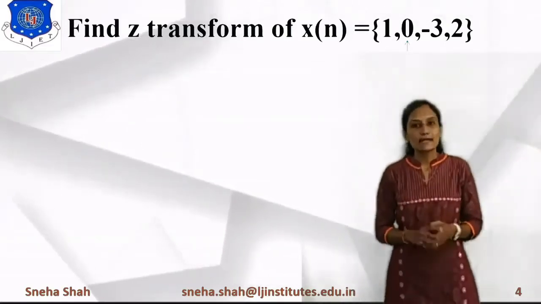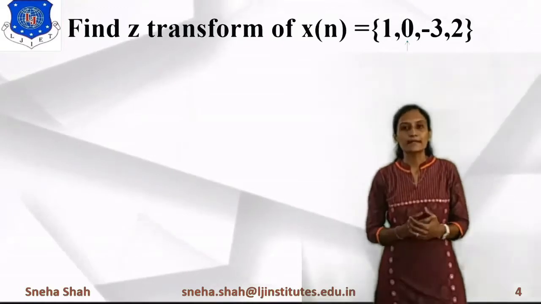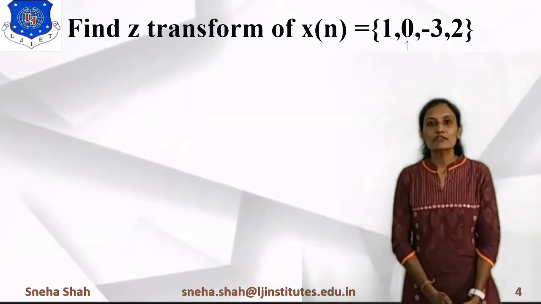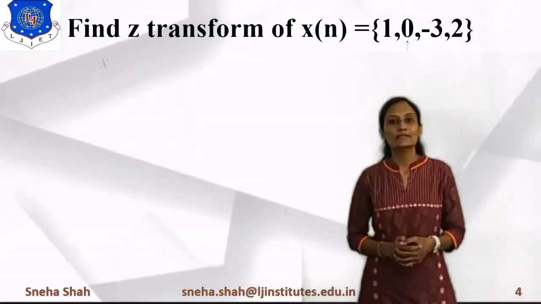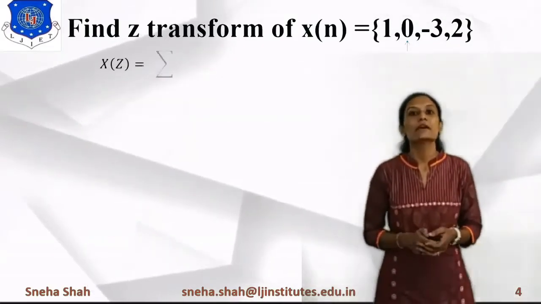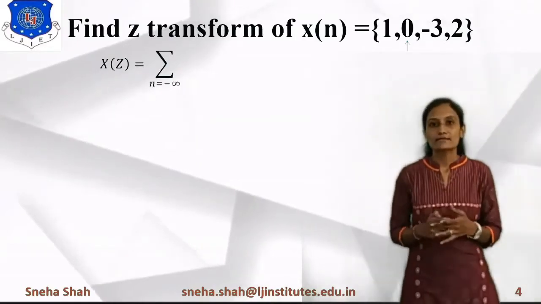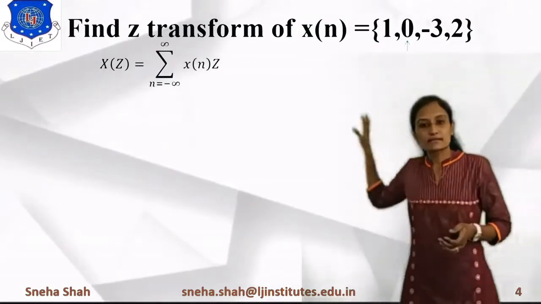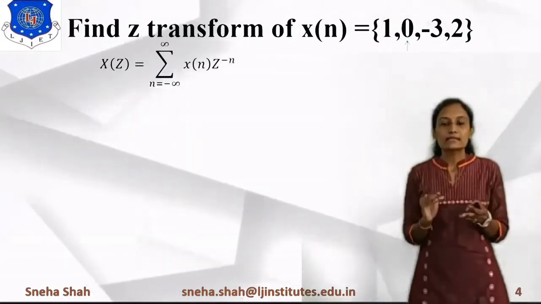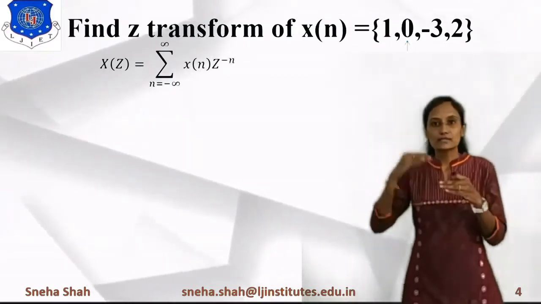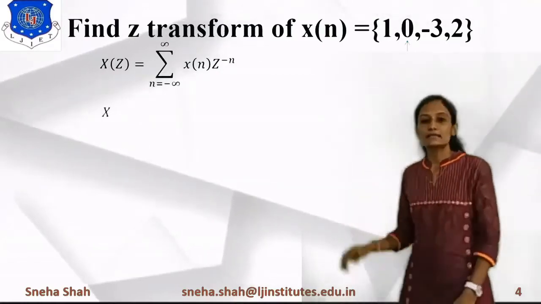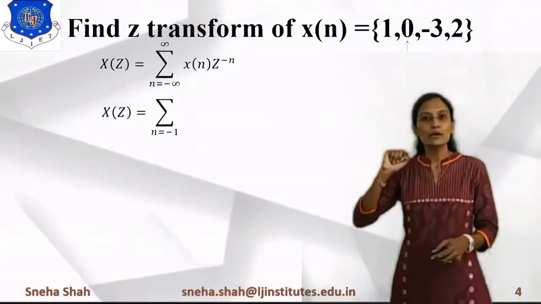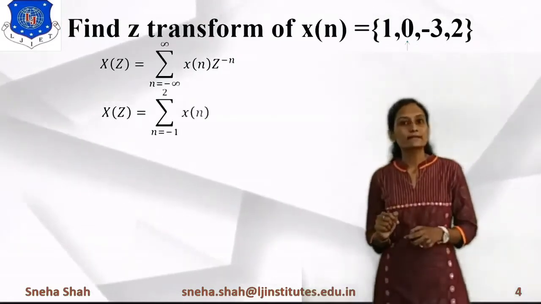So first of all, we will start solving this example by taking the equation of bilateral Z transform. What is the equation of bilateral Z transform? Its equation is x of z equals to summation n equals to minus infinite to infinite x of n z to the power minus n. Now in this term, we will put the range from n equals to minus 1 to 2. So the next step is x of z equals to summation n equals to minus 1 to 2 x of n z to the power minus n.